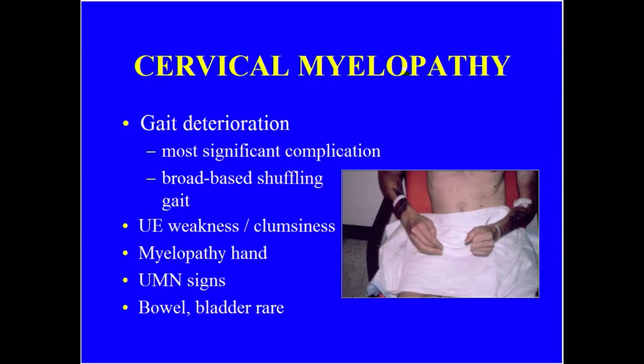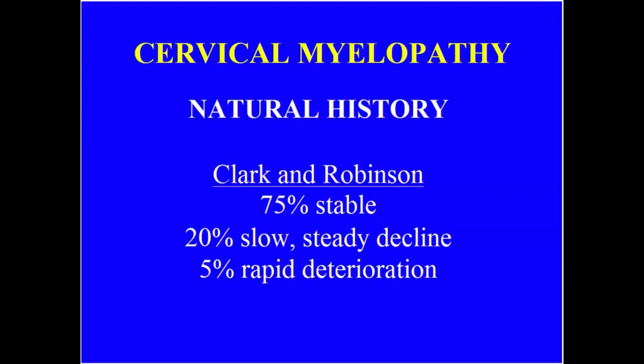It is fairly uncommon, although certainly not unheard of, to have involvement of bowel and bladder function. The natural history has been studied fairly extensively, and it is progressive. It's usually relatively slowly progressive. If you follow patients for a relatively short period of time, about 75% you won't see much change, and about 20% will show slow, steady decline. But if you follow patients for 10 or 20 years, most of these patients will slowly deteriorate. And that's why most of the time, if you see someone who's a reasonable surgical candidate who has myelopathy, there's really not much place for non-operative treatment.